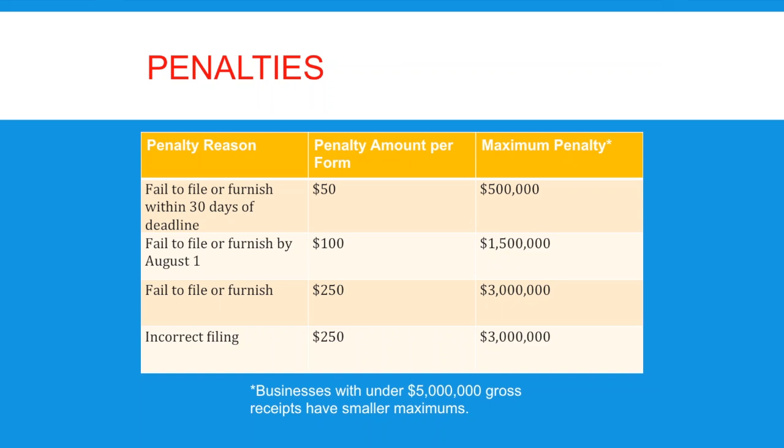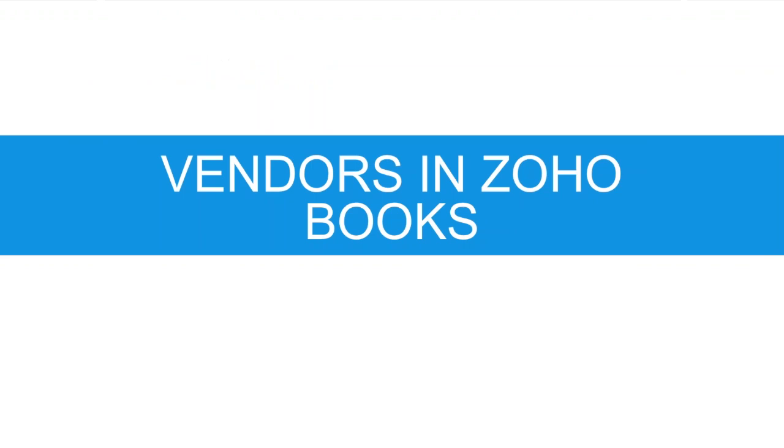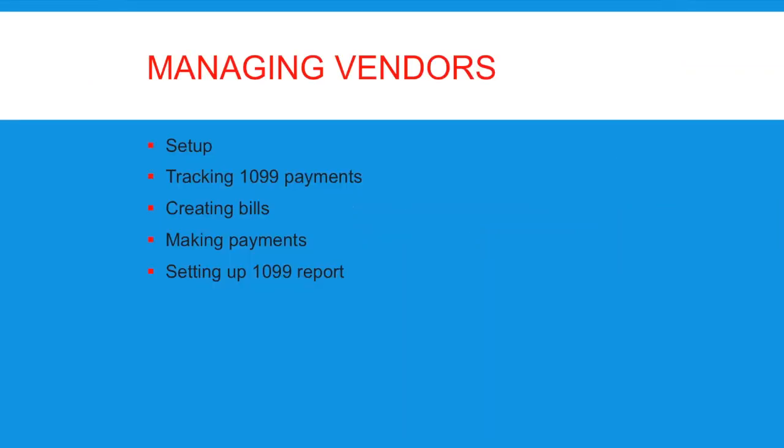All right, so what we're going to do next is move over into Zoho Books. We're going to take a look at Zoho Books and talk about some of the items that you can do inside of Zoho Books to make your life a little bit easier in regards to tracking and managing your vendors. So we're going to look at setting up the vendors.